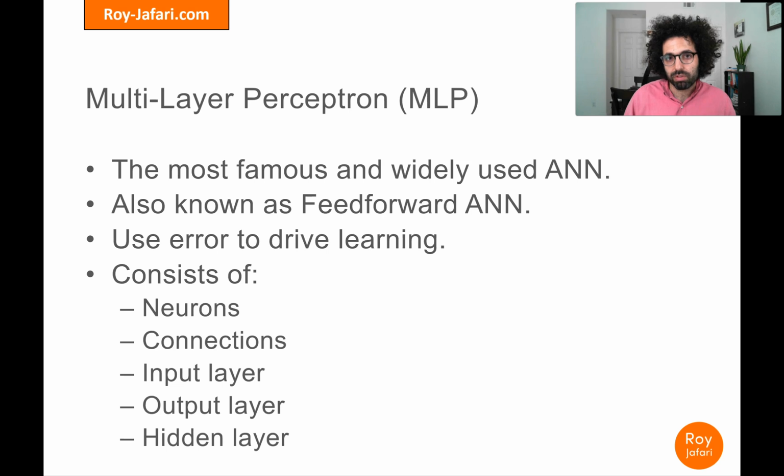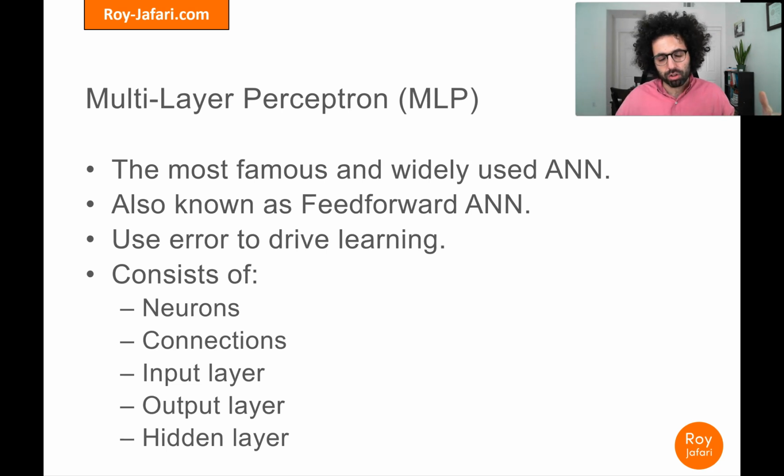So MLP is the most famous artificial neural network algorithm, and it is used mainly for the task of prediction. Of course, it can be adjusted to also address the task of classification, which we'll talk about in one of the future videos. And basically, one thing that you want to remember about MLP is that it uses errors as a way to induce learning. The way it learns from the data, it uses errors, and it drives errors towards improvement.